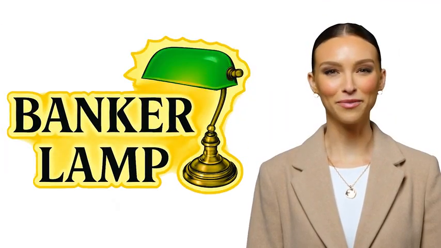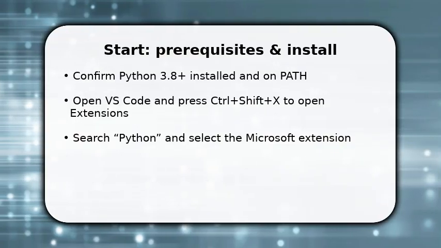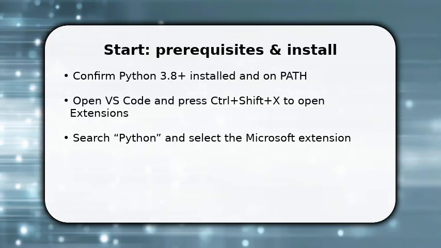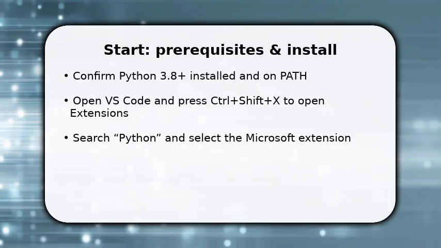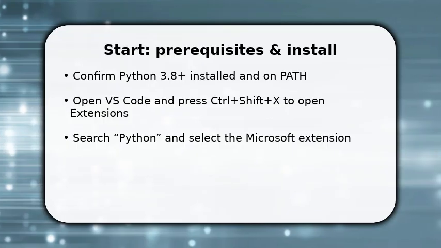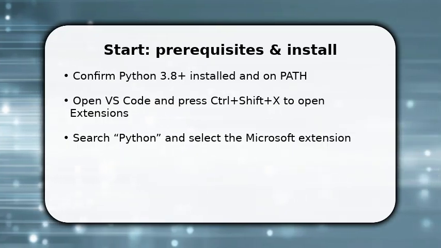Please enjoy the video. You already have Python installed and VS Code open. Start by opening the extensions view with Ctrl+Shift+X. Type Python into search and locate the official Microsoft extension. Click Install and watch the status change.